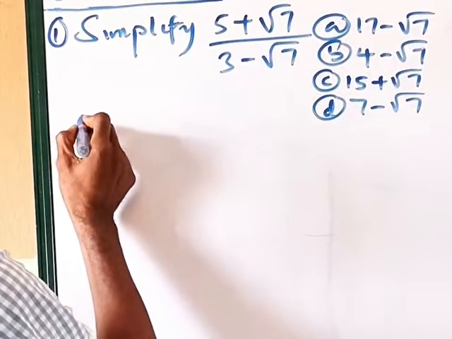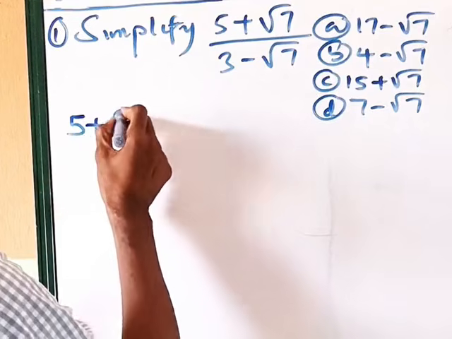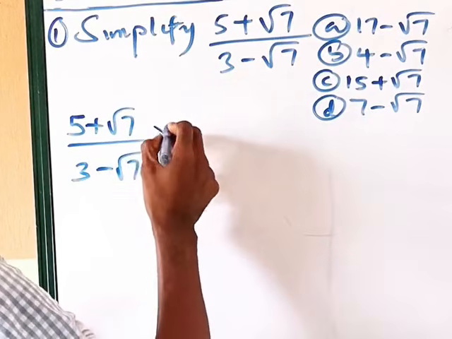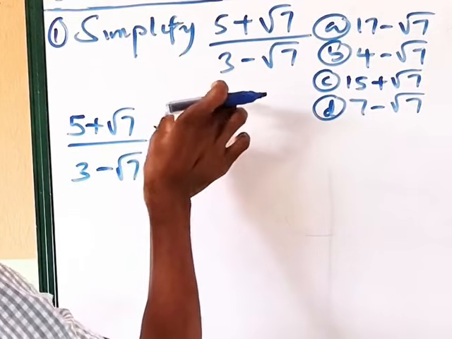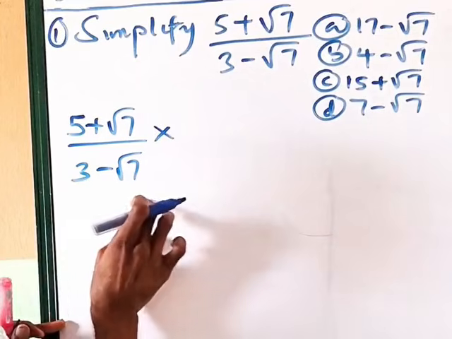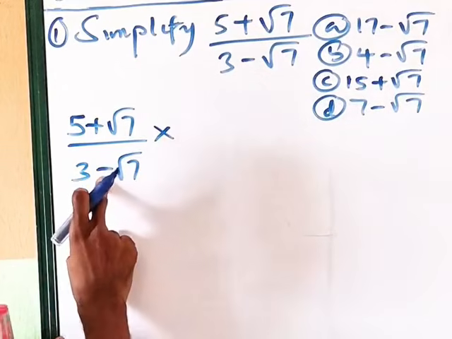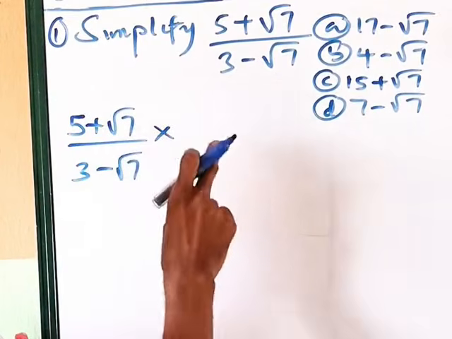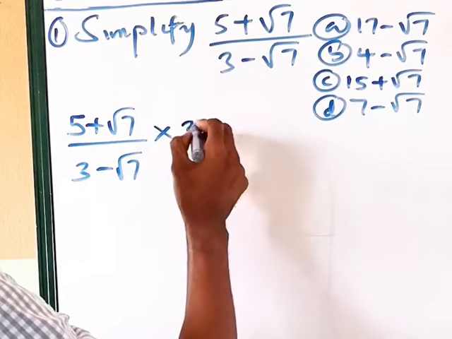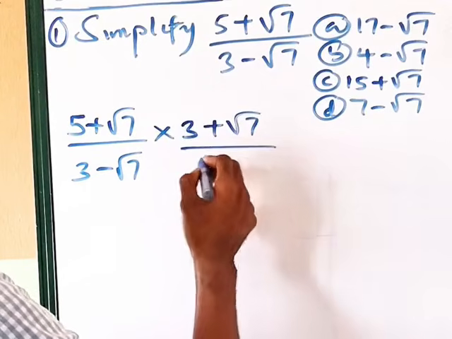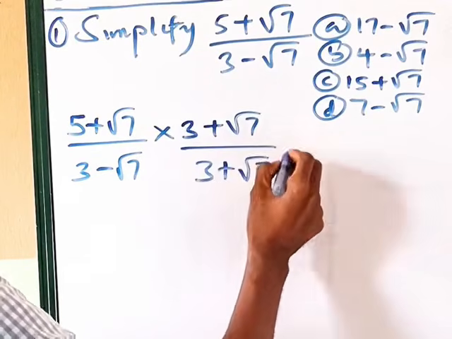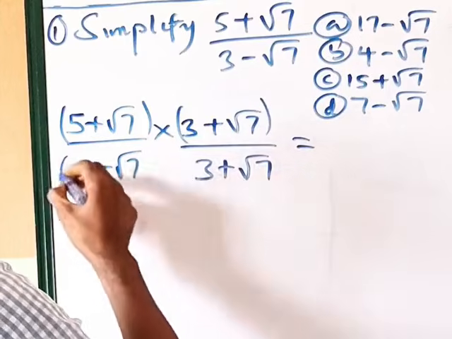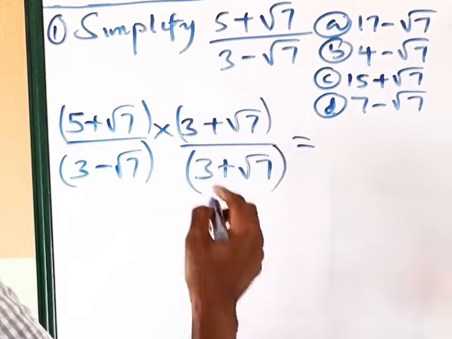Come with me. So you're going to have 5 plus root 7 over 3 minus root 7. And then you multiply both the numerator and denominator by this value, but you change the sign from minus to plus. If it is plus that was here, you change to minus. What do I mean? Multiply by 3 plus root 7 over 3 plus root 7. So we are going to multiply these two values together. So let's try to do that.